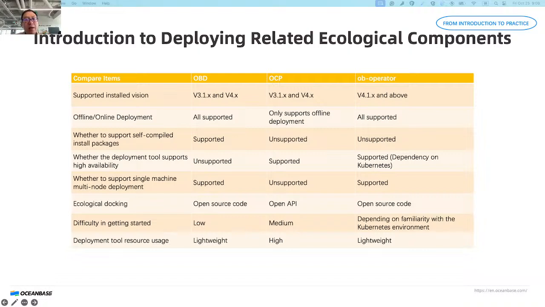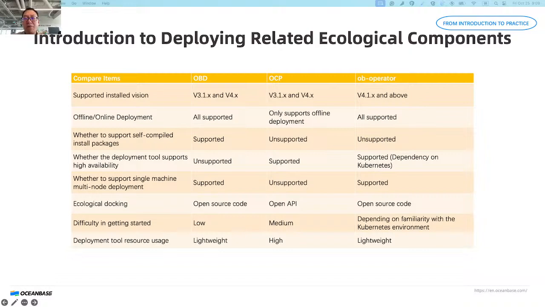OB operator can also support multi-node deployment through configuration files like OBD. Regarding the ecological docking, OBD and OB operator have already opened the source code, while OCP is not open source code, but some APIs are open. It has an OCP Express tool. That is a lightweight tool, and it's currently open source. However, the key difference between it and OCP lies in their varying operation and maintenance capabilities.